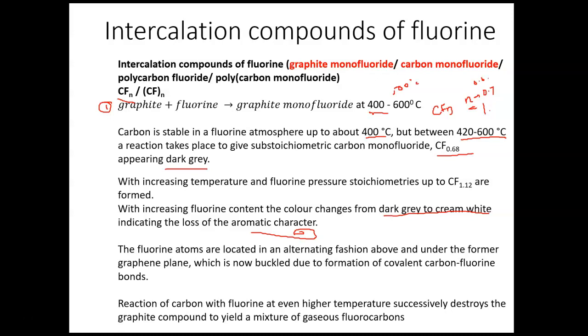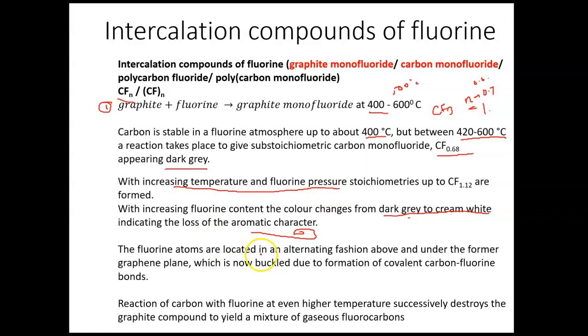So during this reaction, with increase in fluorine content, the color of the compound will change. As the fluorine content is increased, the aromatic character will be reduced and the dark gray compounds will be converted to creamish white due to the loss of aromatic character. With increasing temperature and fluorine pressure, stoichiometries up to CF1.12 can be obtained.